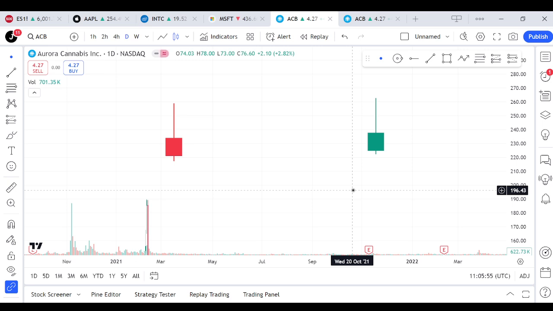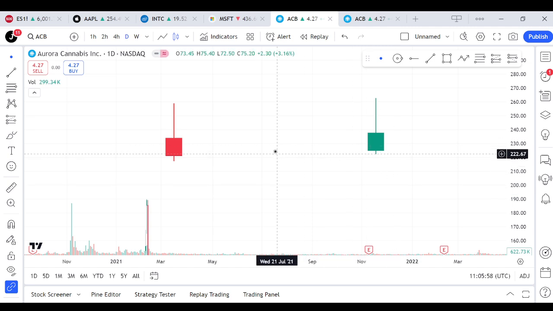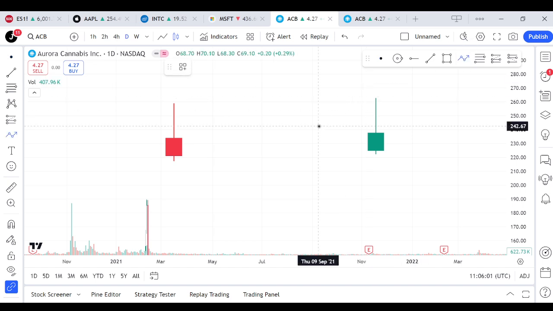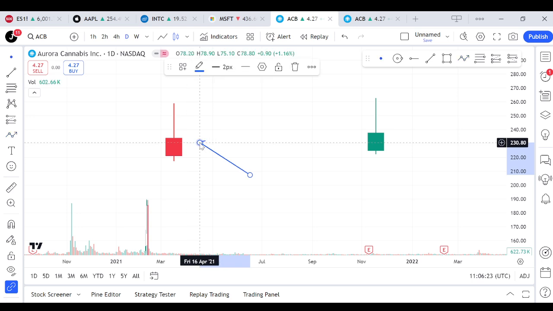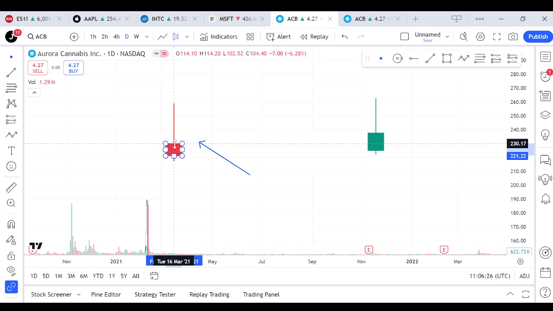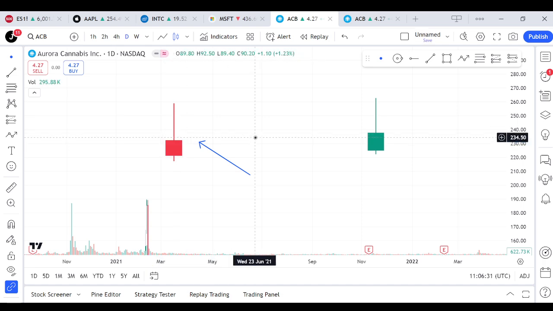So this pattern suggests that buyers attempted to push price upwards. Let me just use the arrow to illustrate. Buyers attempted to push price upwards during the trading session, but were ultimately overpowered by sellers. So buyers tried to push price all the way upwards, but sellers stepped in and pushed price lower, closing around here, the lower part of the trading session, and it could go as low as this. So this is how it looks. This is the inverted hammer candlestick pattern.